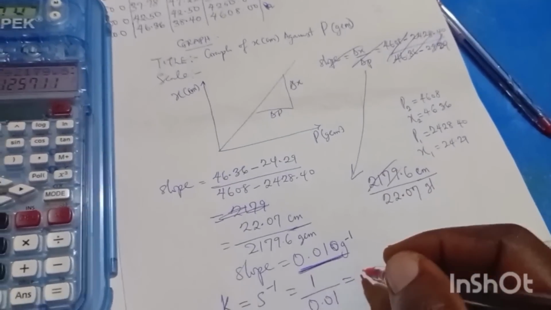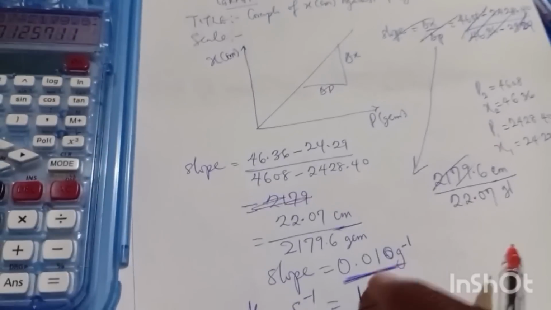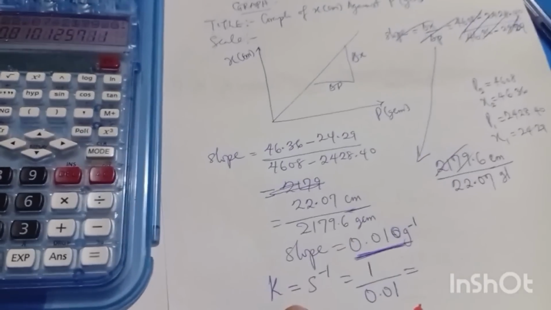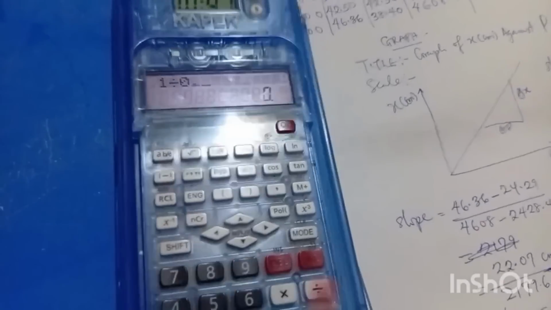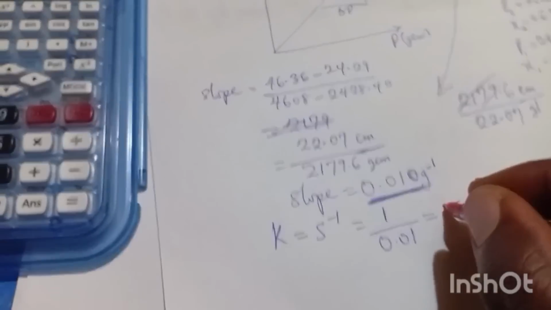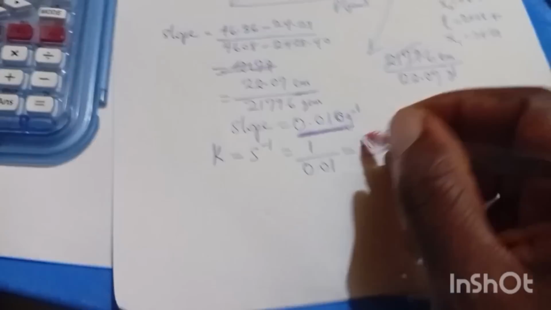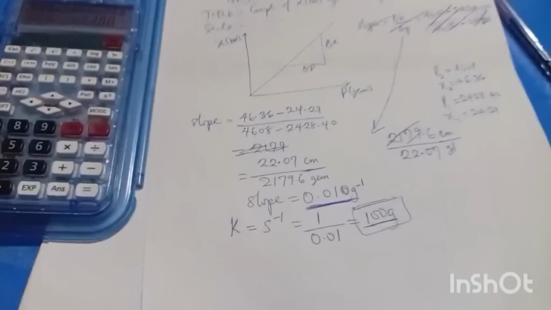I got my slope at 0.010 per gram. My k will now give me that 100 that they want us to find. Inverse of 0.01. We know that 1 divided by 0.01 must give us 100 alpha, that 100 that we have been hiding for you, candidate. When you get that 100 gram, you have scored 100% of the question.